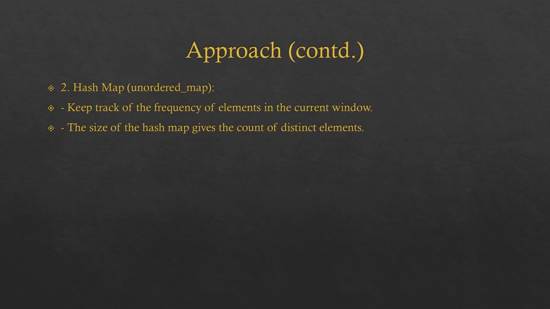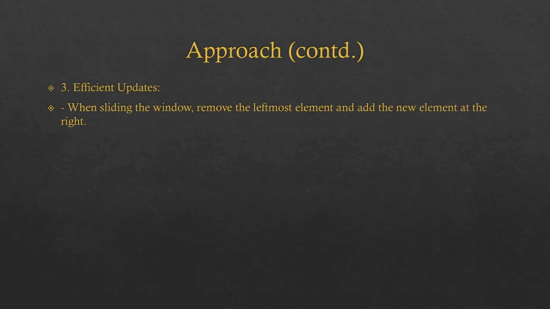In the sliding window approach, when we move the window from left to right, we remove the leftmost element and add the new element that enters the window. The key idea is that the hash map will help us keep track of the frequencies of elements efficiently. Let's now see how we can implement this approach in an optimal way. We need to update our hash map efficiently by removing the frequency of the element that is sliding out of the window and increasing the frequency of the new element that is entering the window.